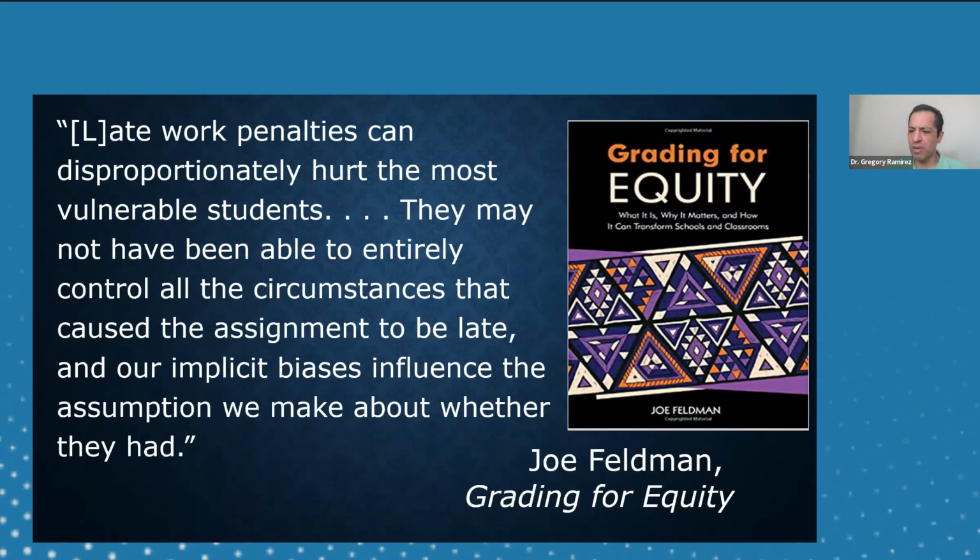I had mentioned earlier the author kind of focuses on K through 12. Even though he's more of a K through 12 mindset, it's still applicable, I would say, to the college classroom. But in one particular passage that I have here on the screen, you'll see that he says that late work penalties can disproportionately hurt the most vulnerable students. They may not have been able to control all the circumstances that cause the assignment to be late, and our implicit biases influence the assumption we make about whether they had.